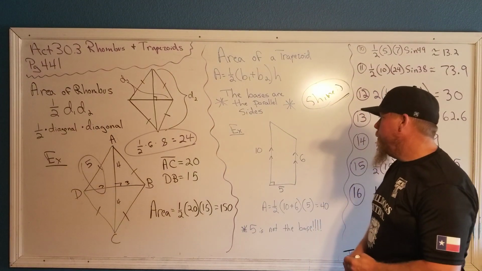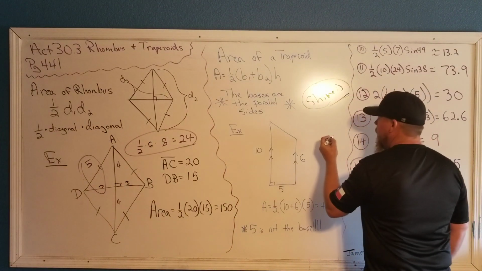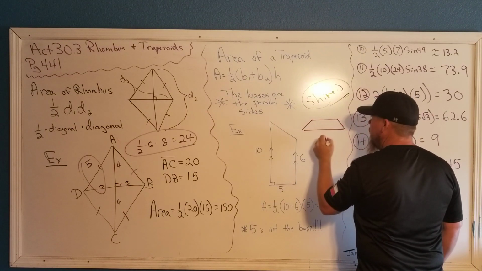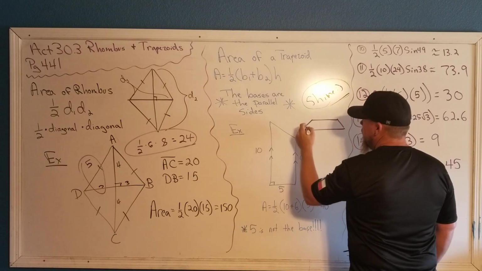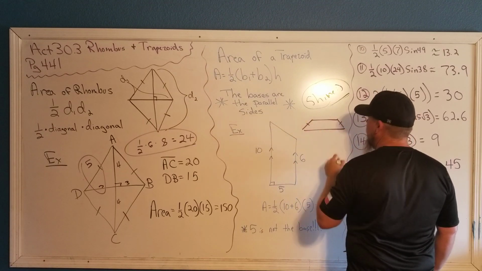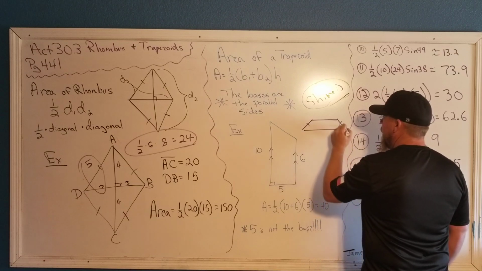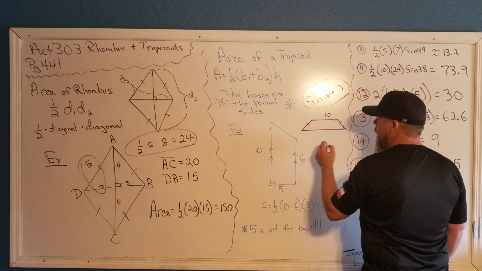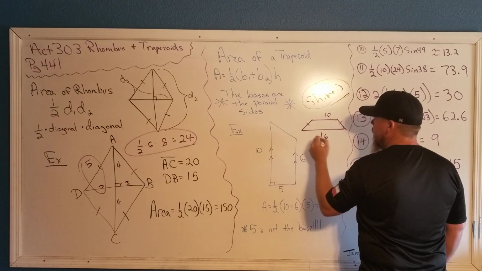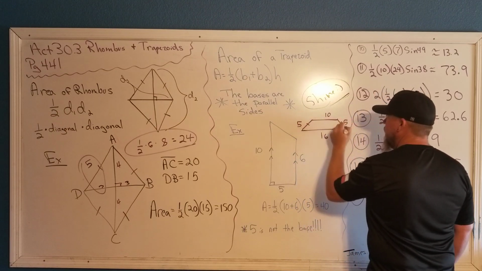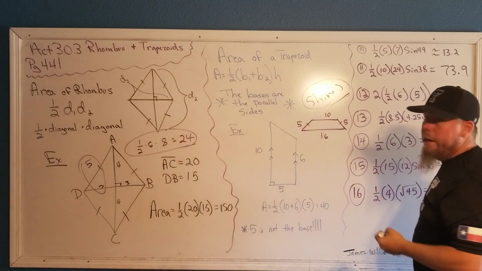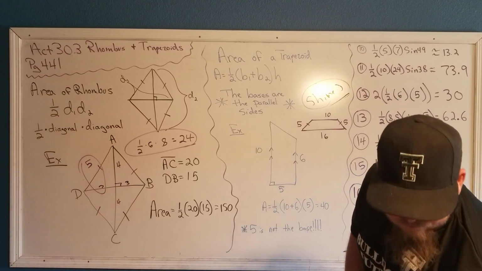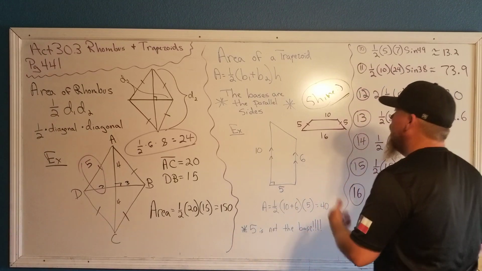Okay. Also, don't forget that your height has to be perpendicular to the bases. So let's say we had this trapezoid here, and let's go with a pretty simple one. Let's go with it being an isosceles trapezoid, meaning those two sides match. Let's put a 10 up here, and let's put 16 here, and let's put this length is 5 and this length is 5. Okay, what's the area of that trapezoid? You can't find it right away. Why not? Because you're not given the height.